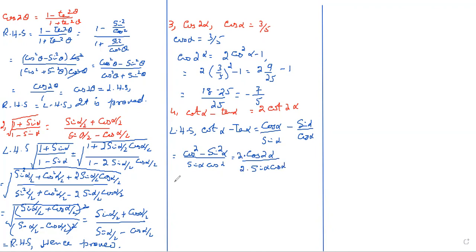So the denominator may be written as 2 sine alpha cosine alpha, which is equal to sine 2 alpha, and we have 2 here. So we have 2 times cosine over sine, equal to cotangent 2 alpha, which is proved, okay, which is equal to right hand side. So we have left hand side equals right hand side, which implies it is proved.